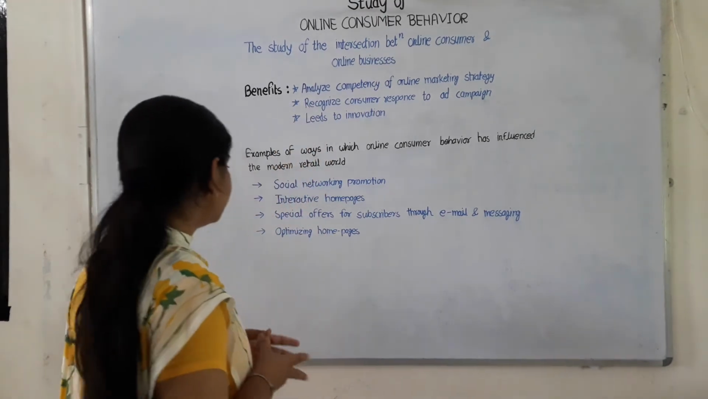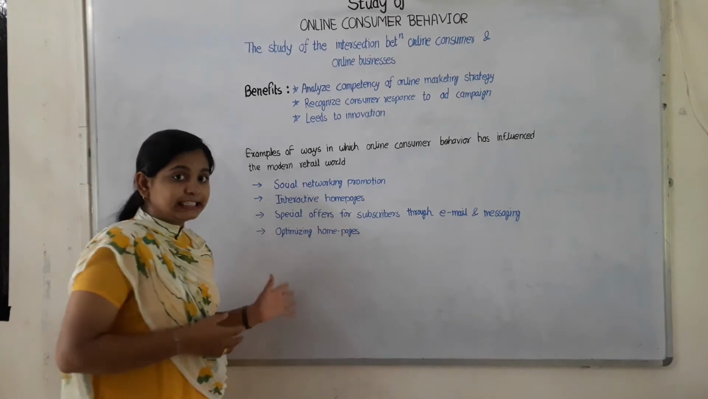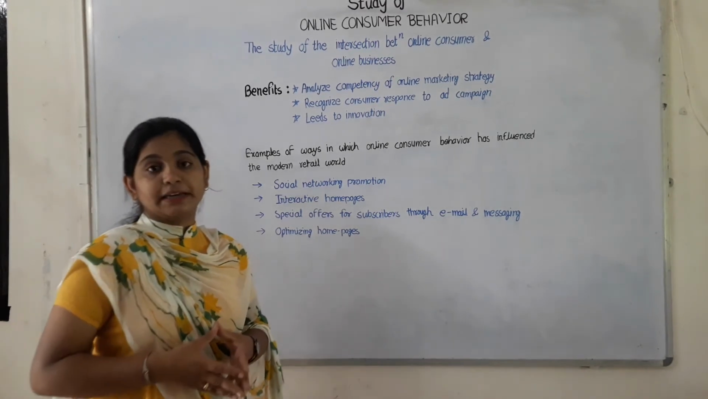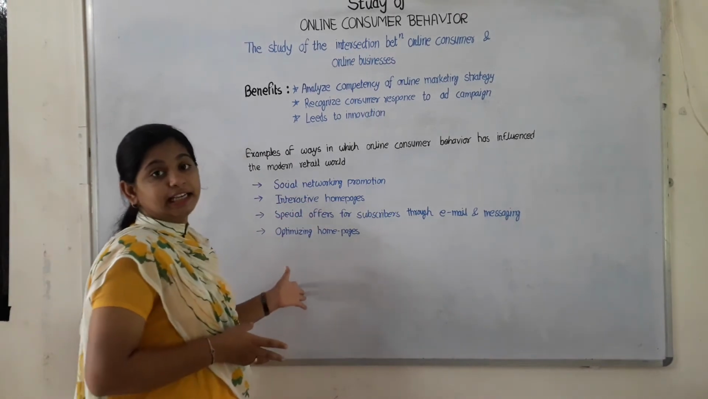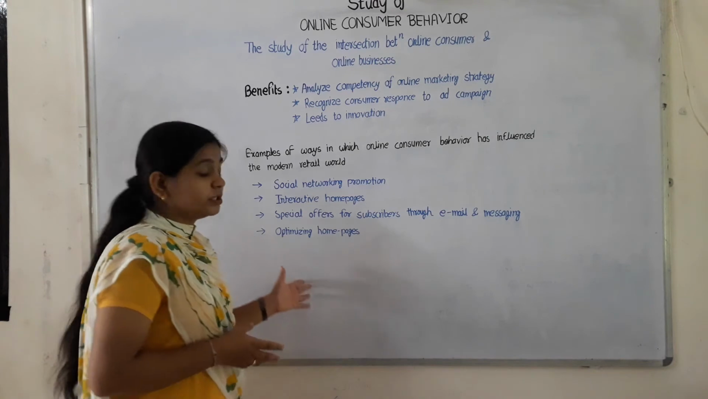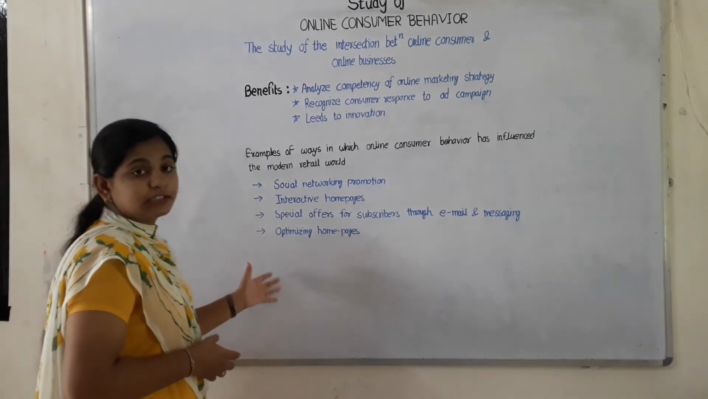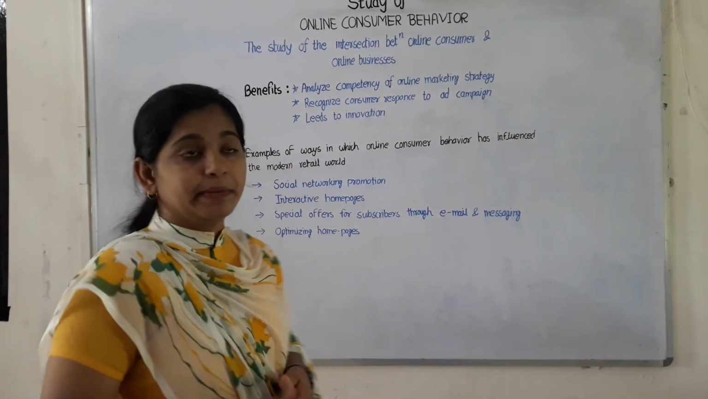Then the next example is optimizing the homepage. We have already studied the concept of optimization of a website. So here this study is also utilized in order to optimize the home page. So these are the various examples where the study of online consumer behavior is implemented.